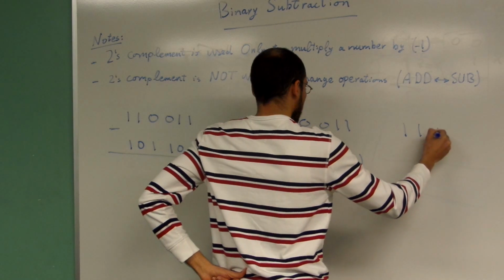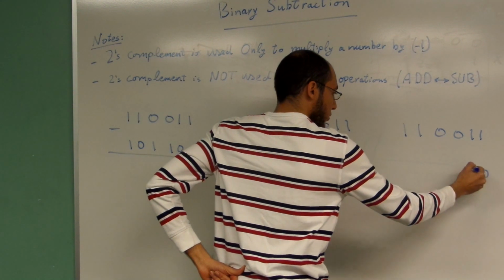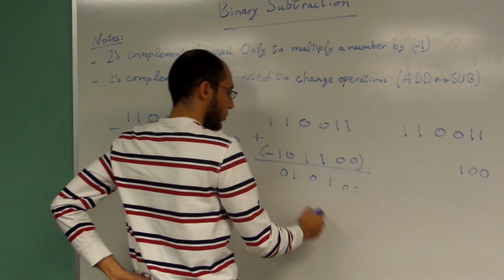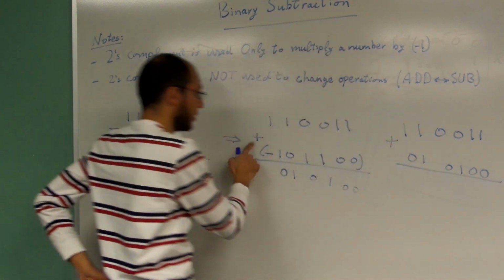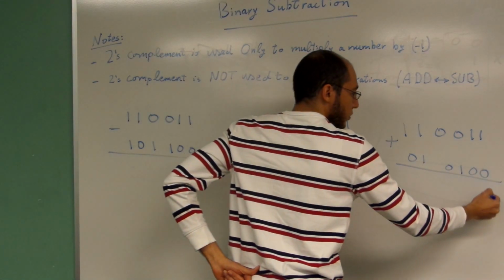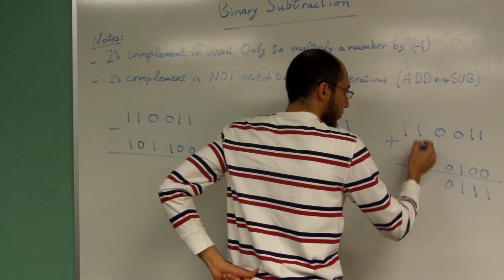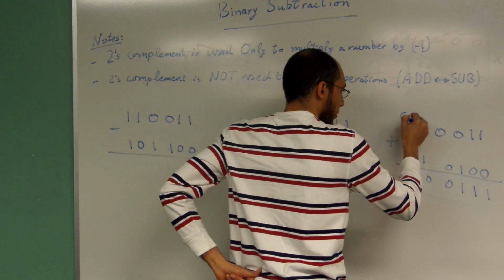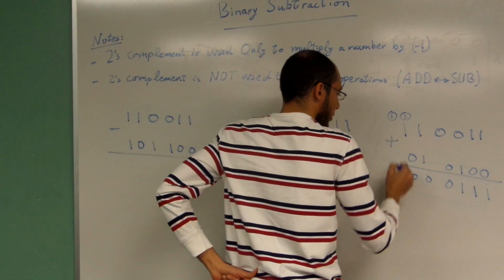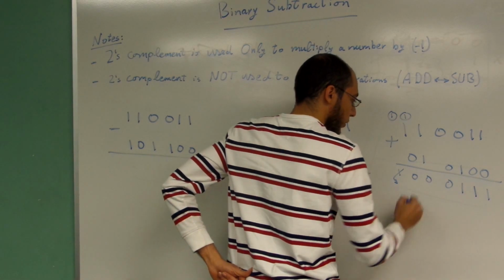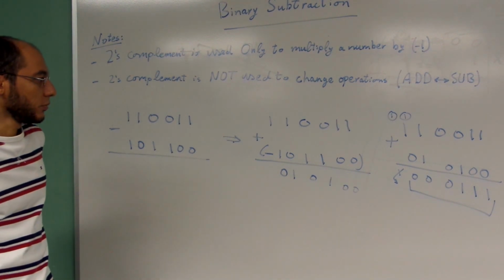1, 1, 0, 0, 1, 1. And then 0, 0, 1, 0, 1, 0, 0, 1, 0. And the operation is still addition operation. 1 plus 0 is 1. 1 plus 1. 1 plus 0 is 1. 1, 0, 0 and carry 1. 0 and carry 1, and that one is discarded. So this becomes the final answer.